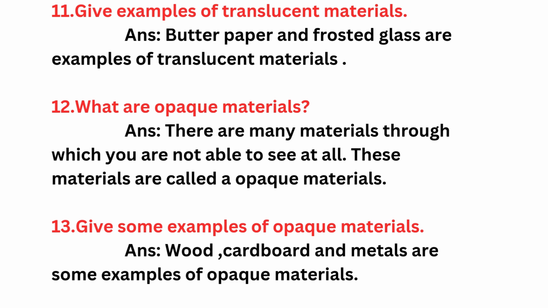Question number 12, what are opaque materials? Answer: there are many materials through which you are not able to see at all. These materials are called opaque materials. Question number 13, give some examples of opaque materials. Answer: wood, cardboard and metals are some examples of opaque materials.